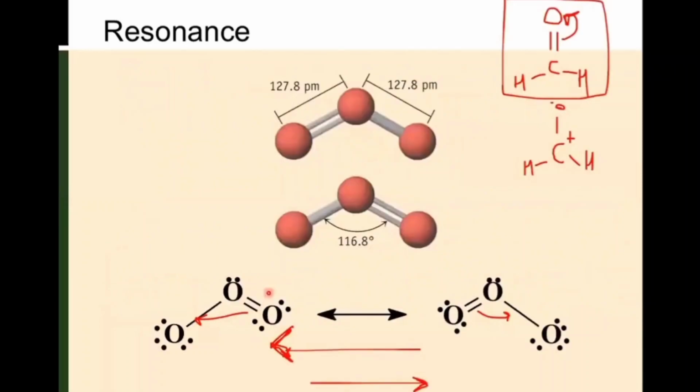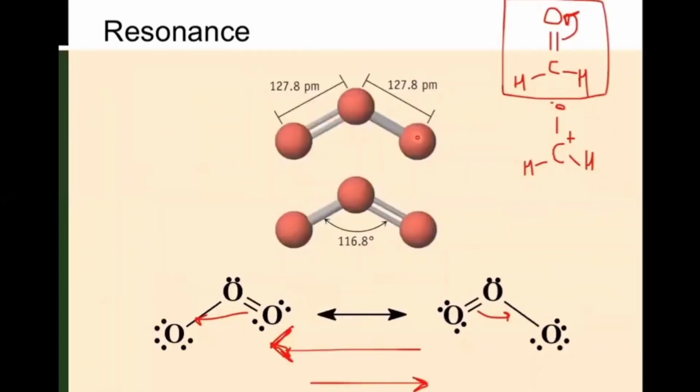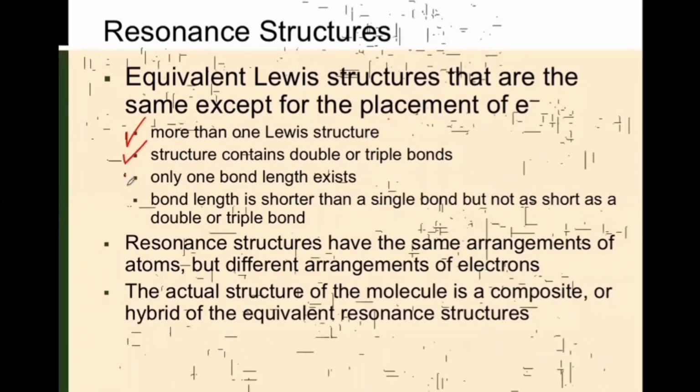Contains double or triple bonds. Yep, double bond. There we go. Only one bond length exists. Yep. So these bonds, even though they're formally double and single, they have the same length. Okay, so that's ticked off. So we had more than one Lewis structure. Yep. We had the structure contains double bonds or triple bonds. Yep. We had only one bond length.